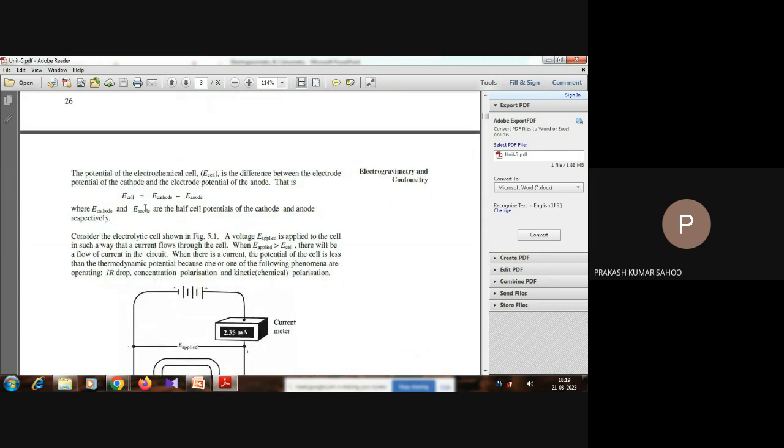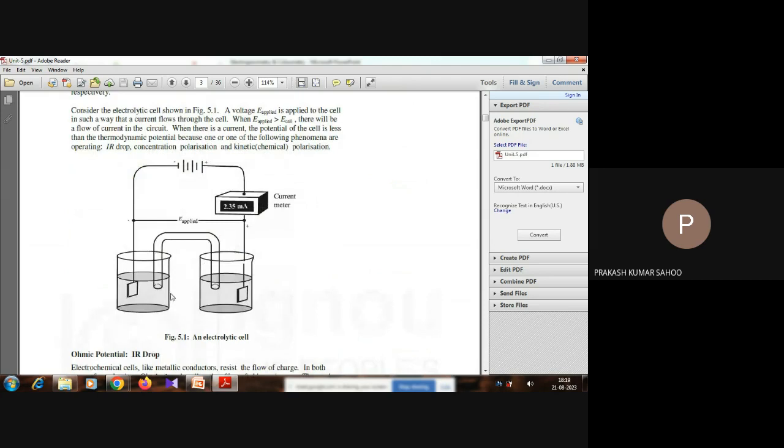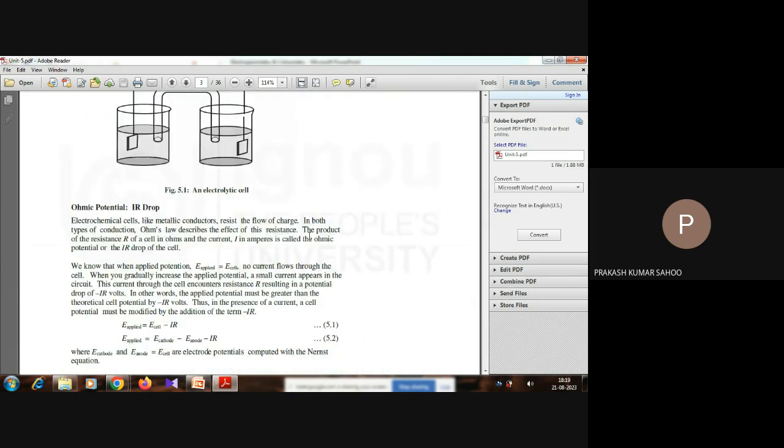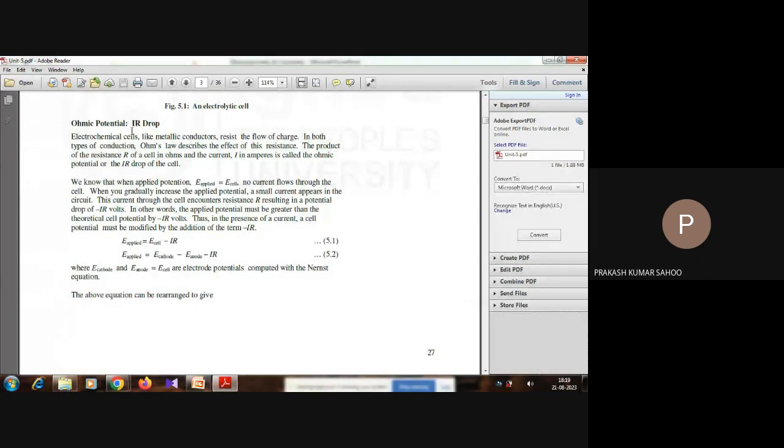Then E cell, as we have already discussed in the first part, is E cathode minus E anode, in reduction potentials. This will be the electrolytic cell, where current is produced from a chemical reaction. This is just one ammeter, where here 2.35 milliampere is generated. Then this is the IR drop, which follows Ohm's law, E equal to IR. So why does this IR drop occur?